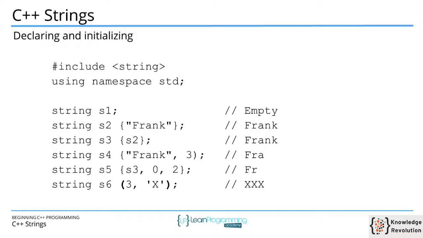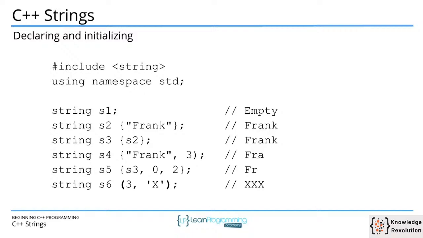In the fourth example, I'm declaring and initializing S4 from Frank, but I'm only using the first 3 characters of the string Frank. So S4 will be initialized to the string Fra. In the fifth example, I'm initializing S5 from S3, which is Frank. But notice the 2 integers that follow the S3 in the initializer. The first integer is the starting index, and the second is the length. So in this case, we initialize S5 with the 2 characters at index 0 and 1 from S3. So S5 will be initialized to Fr.